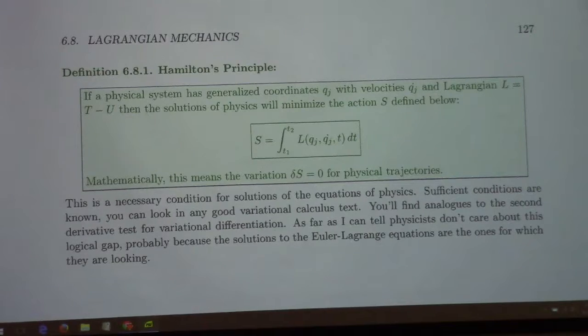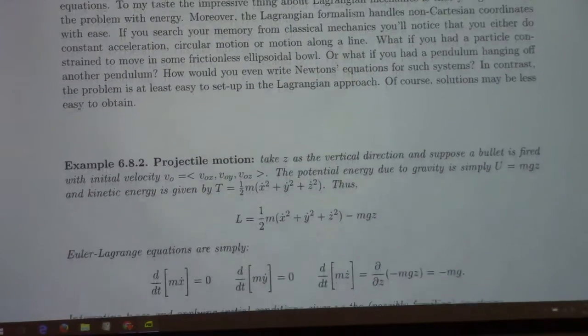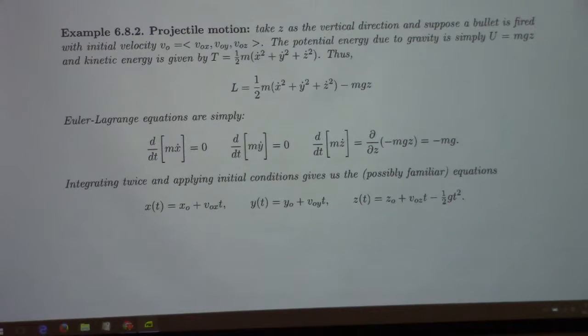So in a nutshell, Hamilton's principle says you take that Lagrangian I just showed you and you minimize the action, and that gives you the laws of physics for physical trajectories. This is Hamilton's principle. Here's an easy physics example, projectile motion. Here's the Lagrangian: kinetic energy minus mgz, because mgz is potential energy due to gravity near the surface of the Earth. So you get m x double dot is 0, m y double dot is 0, m z double dot is minus mg. Integrate those things, and there are your favorite kinematic formulas from Physics 231.